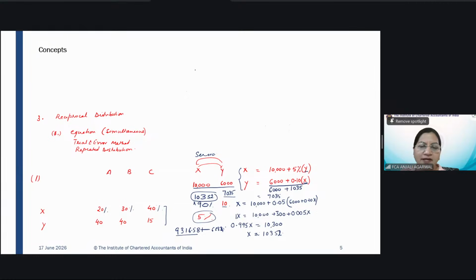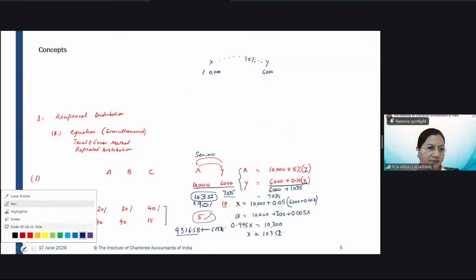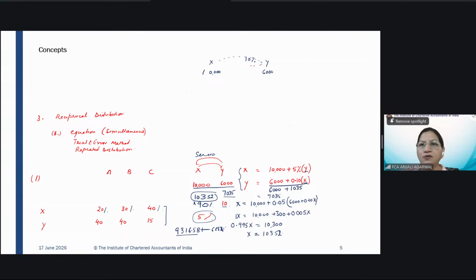If we follow the trial and error method, that becomes a little more simple. However, this will not be asked in the examination generally. It's 10,000 plus 6,000. So what we have to do is we have to allocate 10% of X to Y. Okay, 10%. And similarly, Y goes to X, 5%. So you can start with any. You can either start with X or you can start with Y.